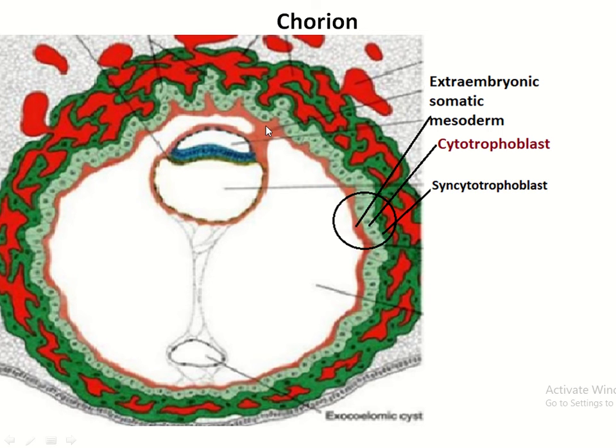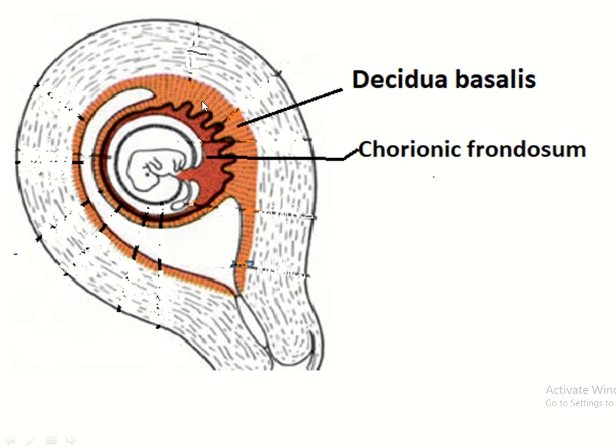Soon blood vessels are formed within this somatopleuric layer of extraembryonic mesoderm, and this chorionic villus is converted into a tertiary chorionic villus. So from within outward: fetal blood vessel, somatopleuric layer of extraembryonic mesoderm, cytotrophoblast, syncytiotrophoblast. This combination of four structures forms the tertiary chorionic villi, and here the future placenta is formed. This is the decidua basalis and this is the chorion frondosum.